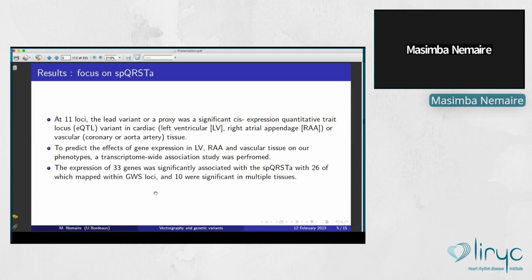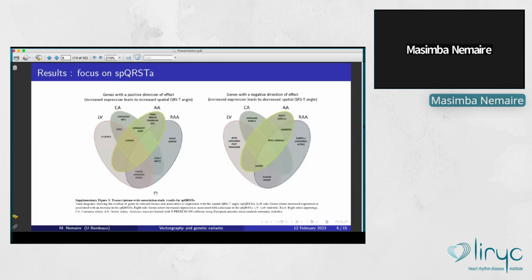So to predict the effects of these 11 genes, their expression, they did what they called a transcriptome-wide association study. And what they found was that 33 genes in general were significantly associated with the spatial QRSTA angle, with 26 of them being within the loci of the 61 that were observed. And of those 26, 10 were impacting multiple cardiac tissues.